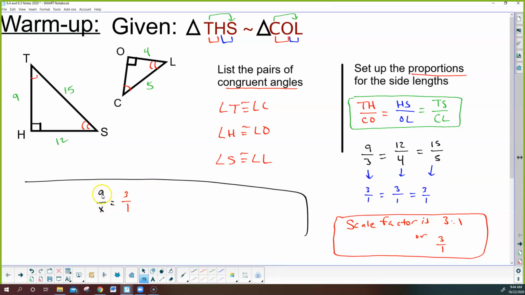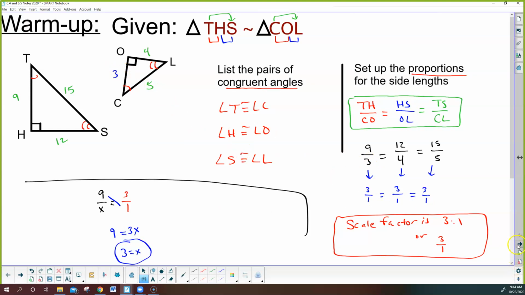Now we're going to cross multiply, and it's the act of solving proportions. So 9 times 1 is 9, 3 times x is 3x. If I divide by 3, it confirms what we already knew, that that was 3.